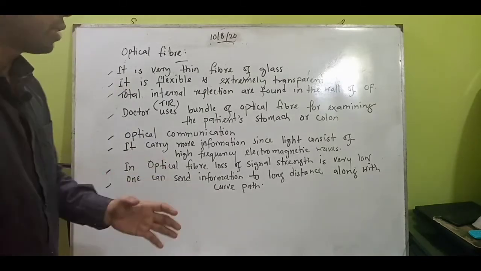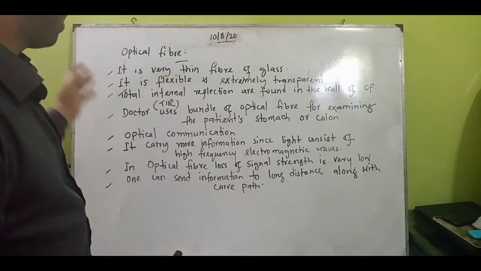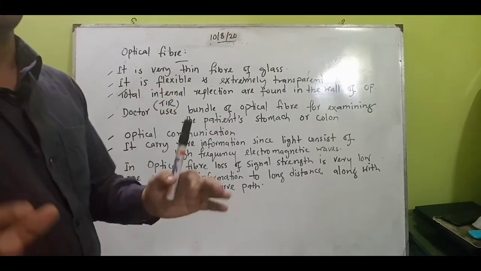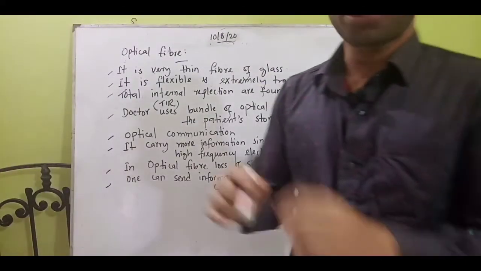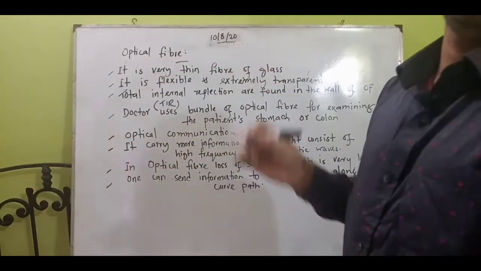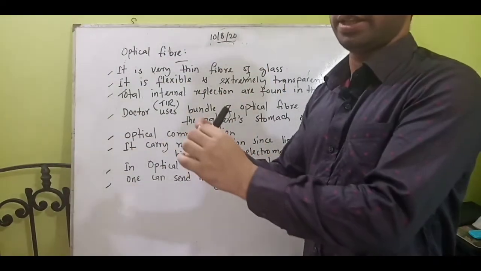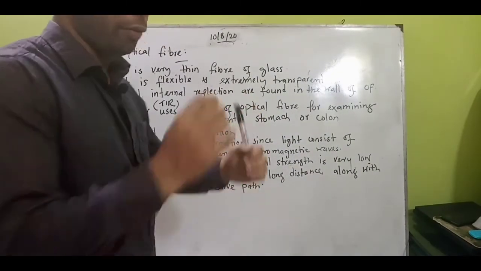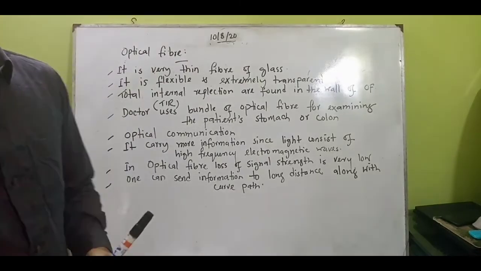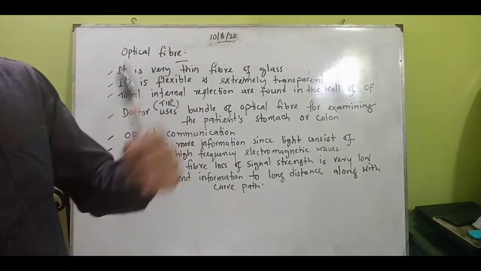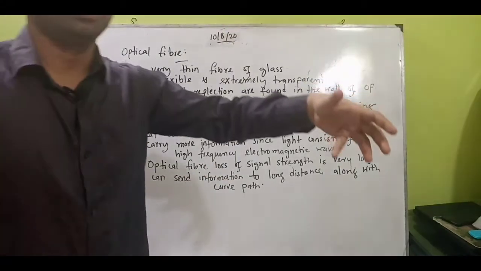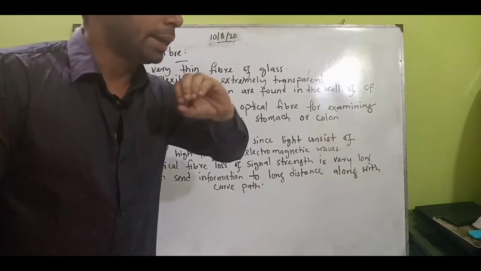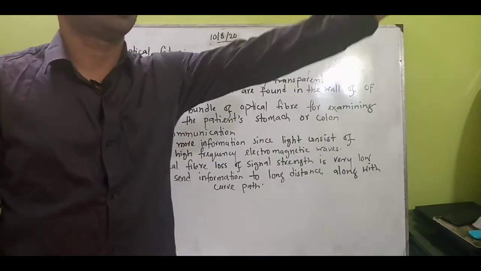Now we will try to understand optical fiber. It is a very thin fiber of glass. That means think of a thread, which is also very thin, but this is a thin fiber-like structure made from glass. Sometimes you can see light passing through glass in an advertisement on television.